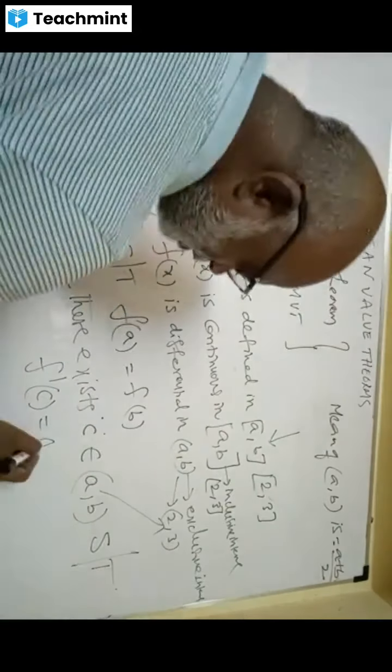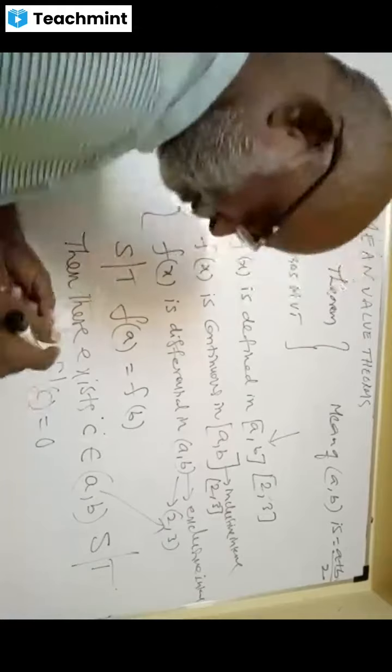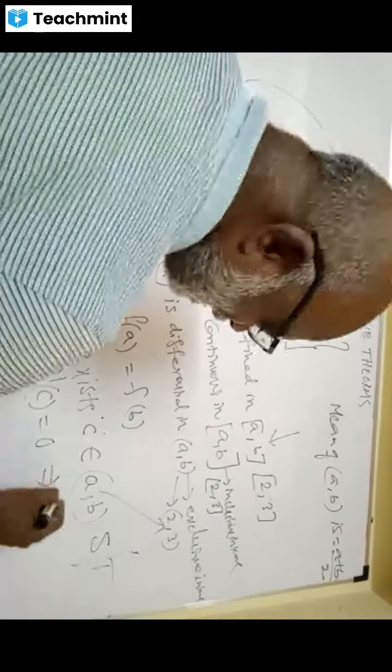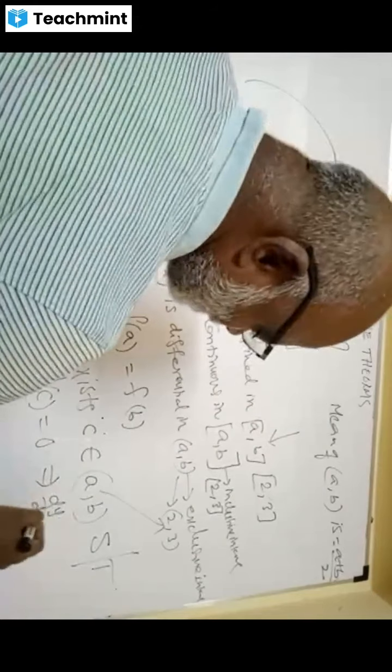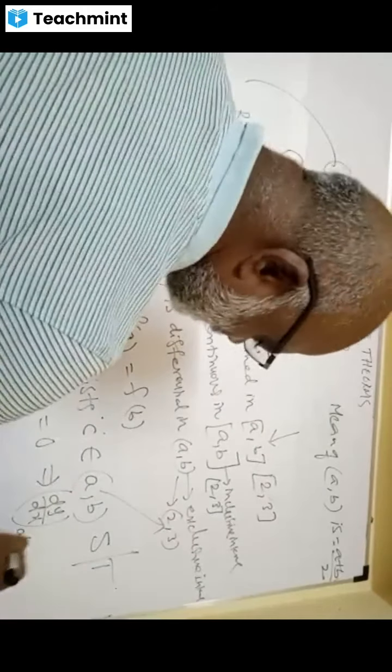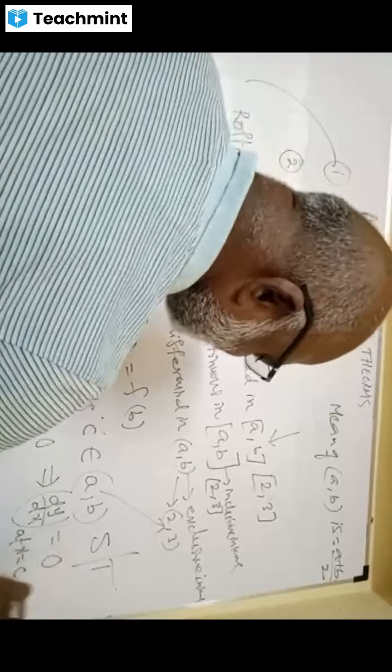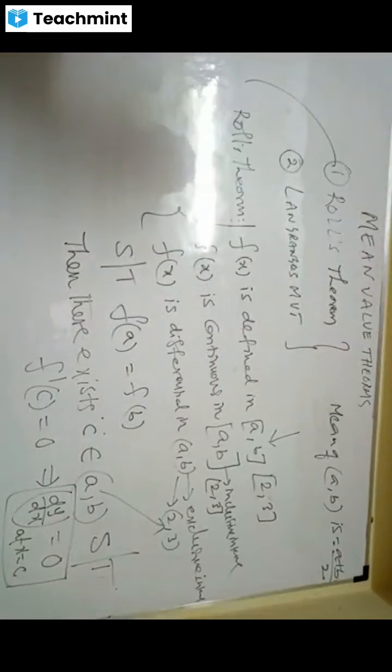Such that f dash C equal to 0. What do you mean by f dash C, mark, please? Anybody? F dash C stands for what? dy by dx at x equal to C. dy by dx equal to 0. What does it mean, Mr. Siddharth?